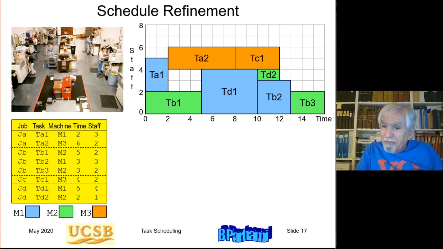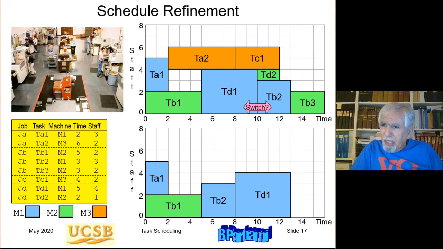Okay, once we have a feasible schedule, something that is reasonably good like the one you see here, we can sometimes fine-tune it by shifting those tiles or boxes around, seeing if we can do better. So for example, here's an idea. Should I switch the locations of TB2 and TD1? Both of them use machine 1, but I can do them in a different order, like this. TB2 first, TD1 next.